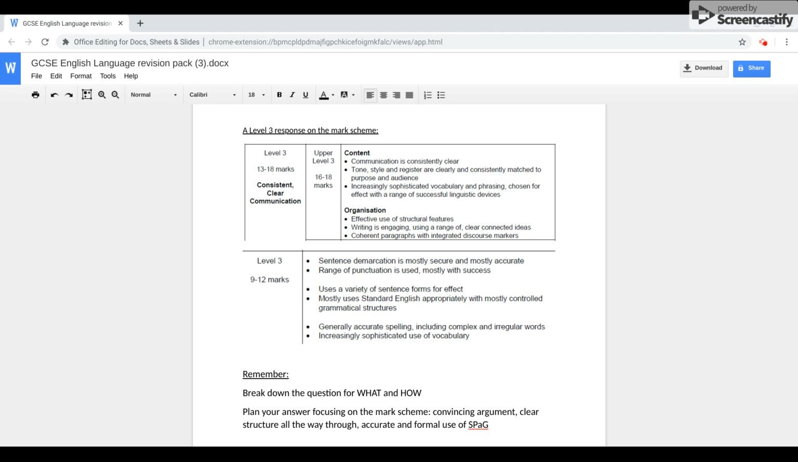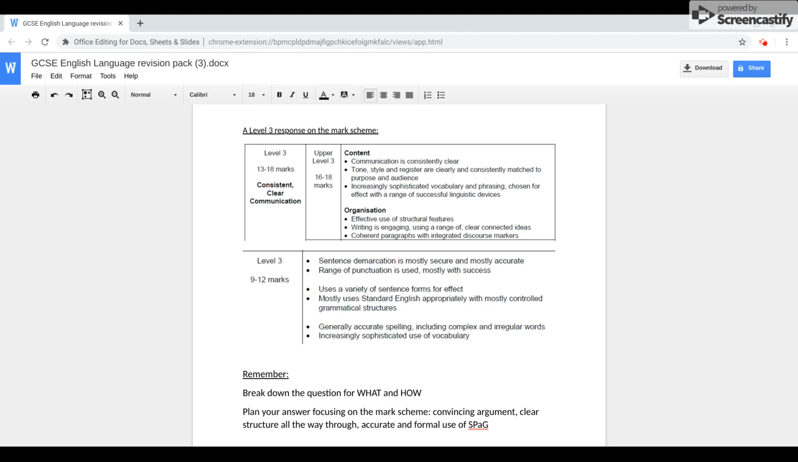Effective use of structural features. So you may use anecdotes, you may use the rule of three or a rhetorical question, and those persuasive features. Those features are brilliant to use. They're not on your mark scheme, but they will help anchor your response if you use them convincingly. So there's no reason not to. Writing is engaging. You are clear and passionate, and you've got connected ideas throughout your argument with coherent paragraphs. Your paragraphs make sense as we go through.